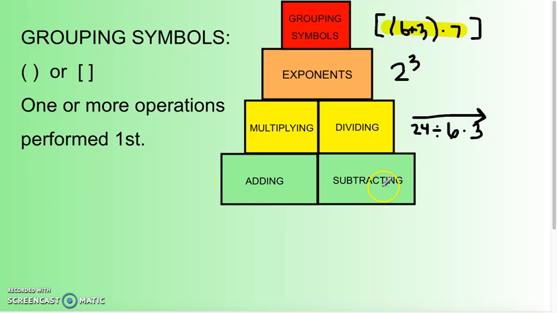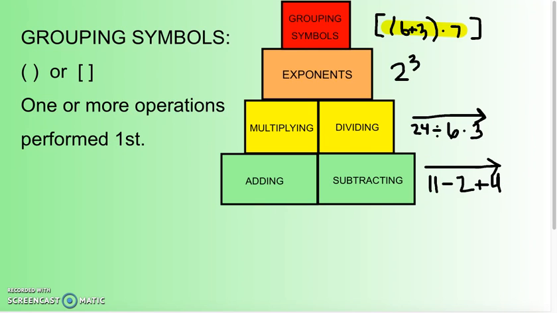The same thing is true for adding and subtracting. Adding and subtracting, we're also going to treat them the same. And so if I have 11 minus 2 plus 4, I will not do addition first. I will do whatever I see from left to right. And so I would do subtraction first and then add 4 afterwards.